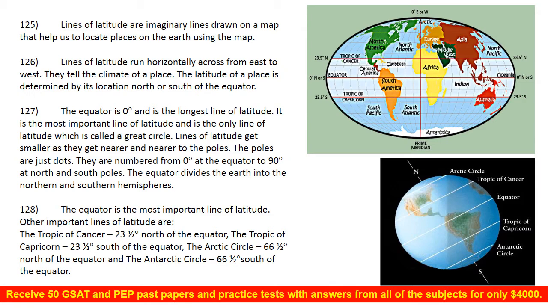It doesn't show the Arctic Circle and Antarctic Circle in this diagram, but the diagram below shows it. The diagram below also shows the important lines of latitude. It shows the equator, the Tropic of Cancer, the Tropic of Capricorn, the Arctic Circle, and the Antarctic Circle. It shows where they are located. It doesn't tell the degrees, but it shows the approximate location of where those lines of latitude are.